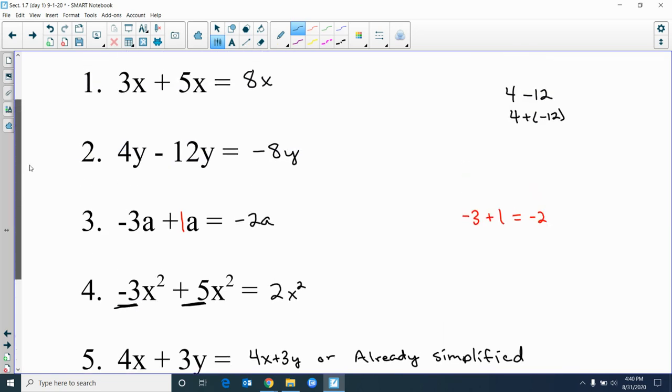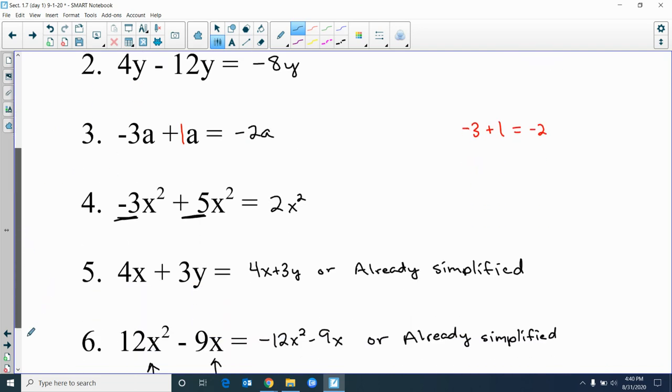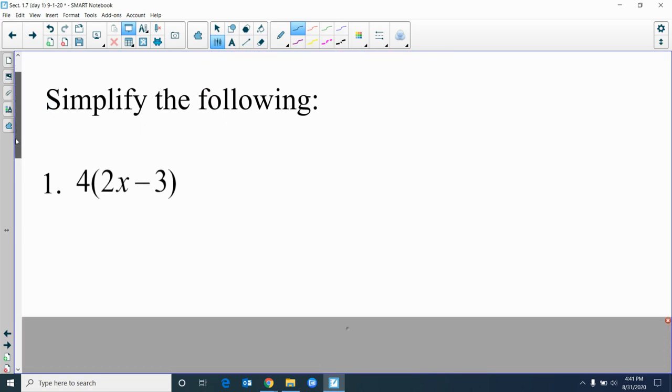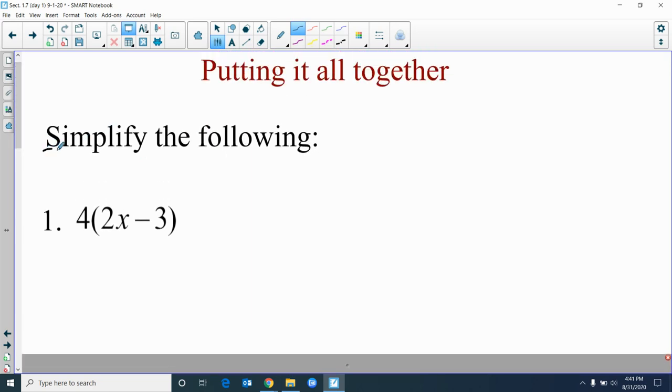So we have combining like terms, and we have the distributive property. Those are the two key things. And now we are going to put everything together, and you're going to see how these two interact with each other. Not necessarily on this first one. All right, simplify. That basically means get rid of parentheses and combine like terms. So get rid of any parentheses, and you do that by distributing.